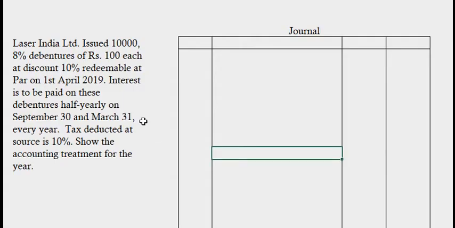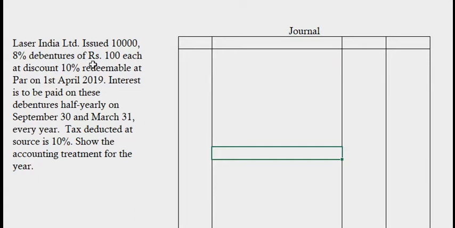Here is our question. Laser India Limited issued 10,000 8% debentures of rupees 100 each at a discount of 10% redeemable at par on 1st April 2019. Interest to be paid on these debentures half yearly on September 30 and March 31st every year. So interest is paid half yearly. Tax deducted at source is 10%. Show the accounting treatment for the year.